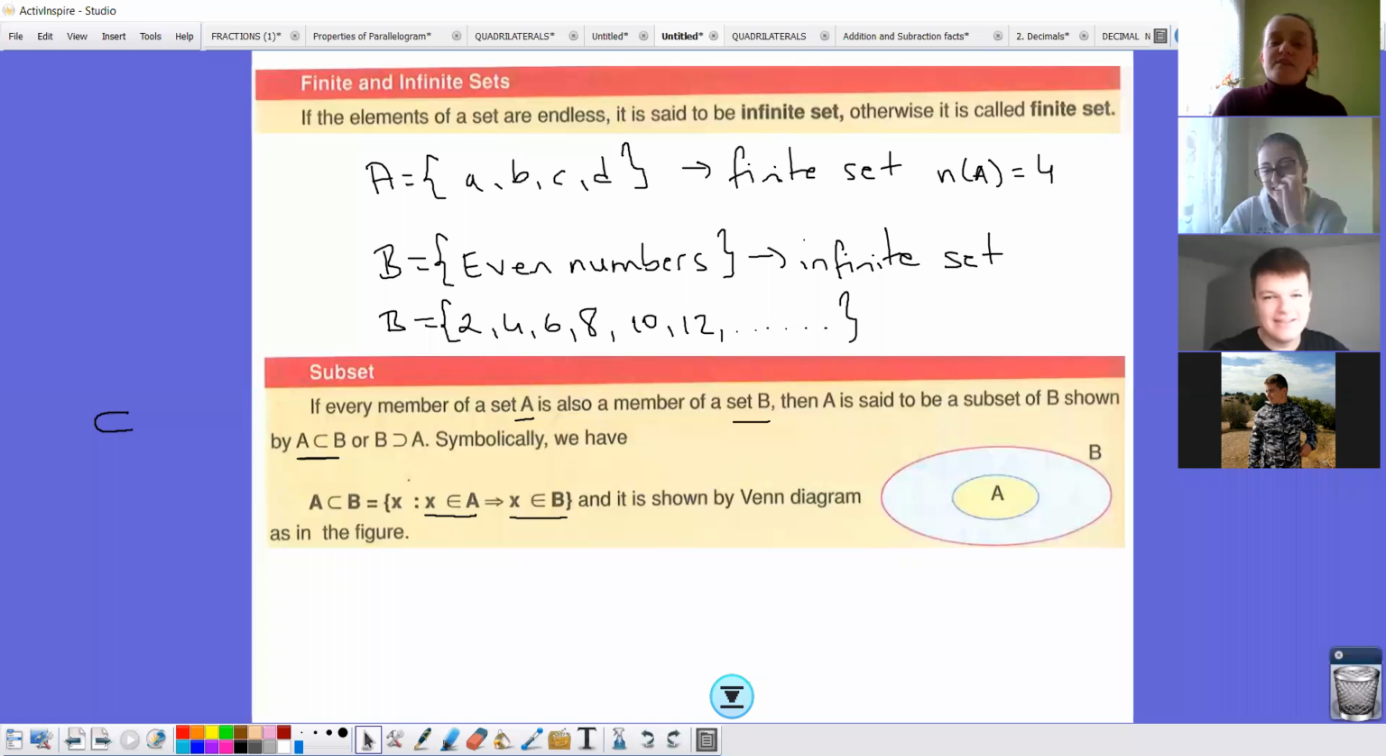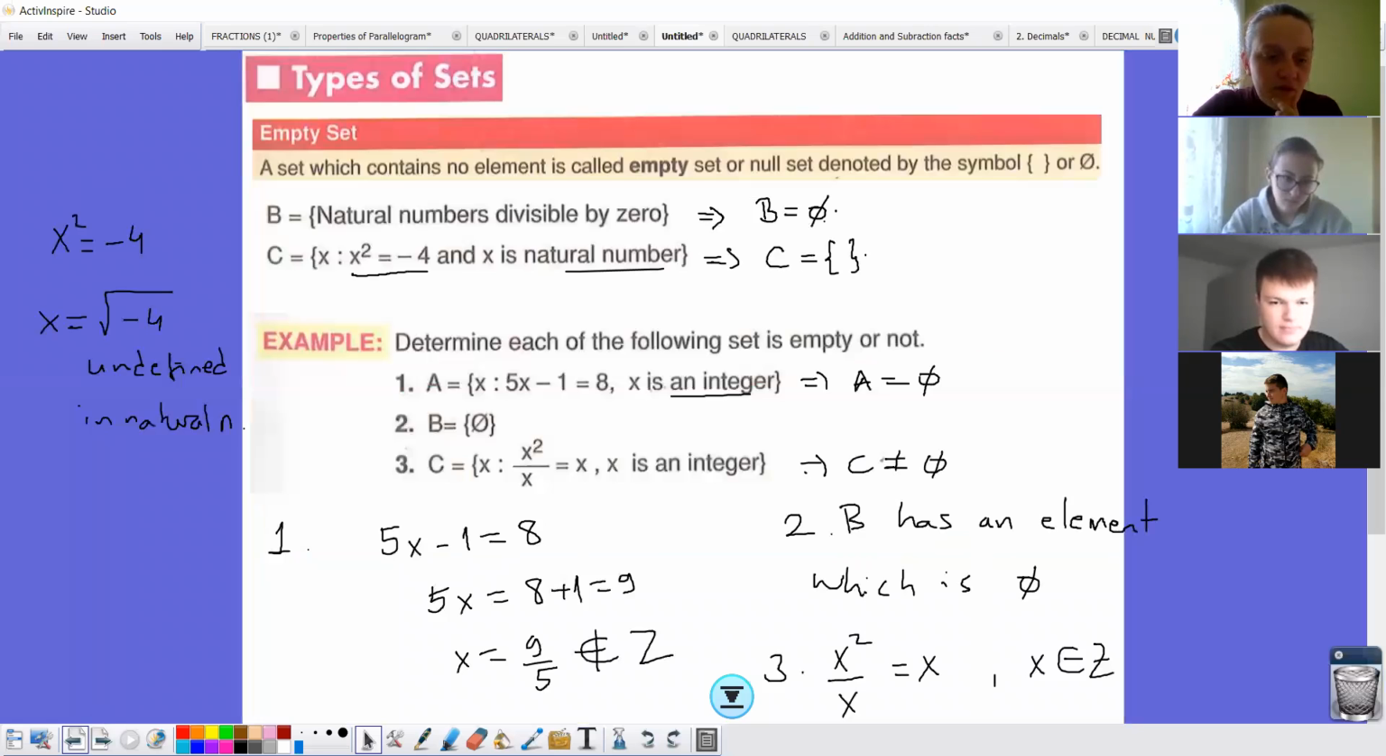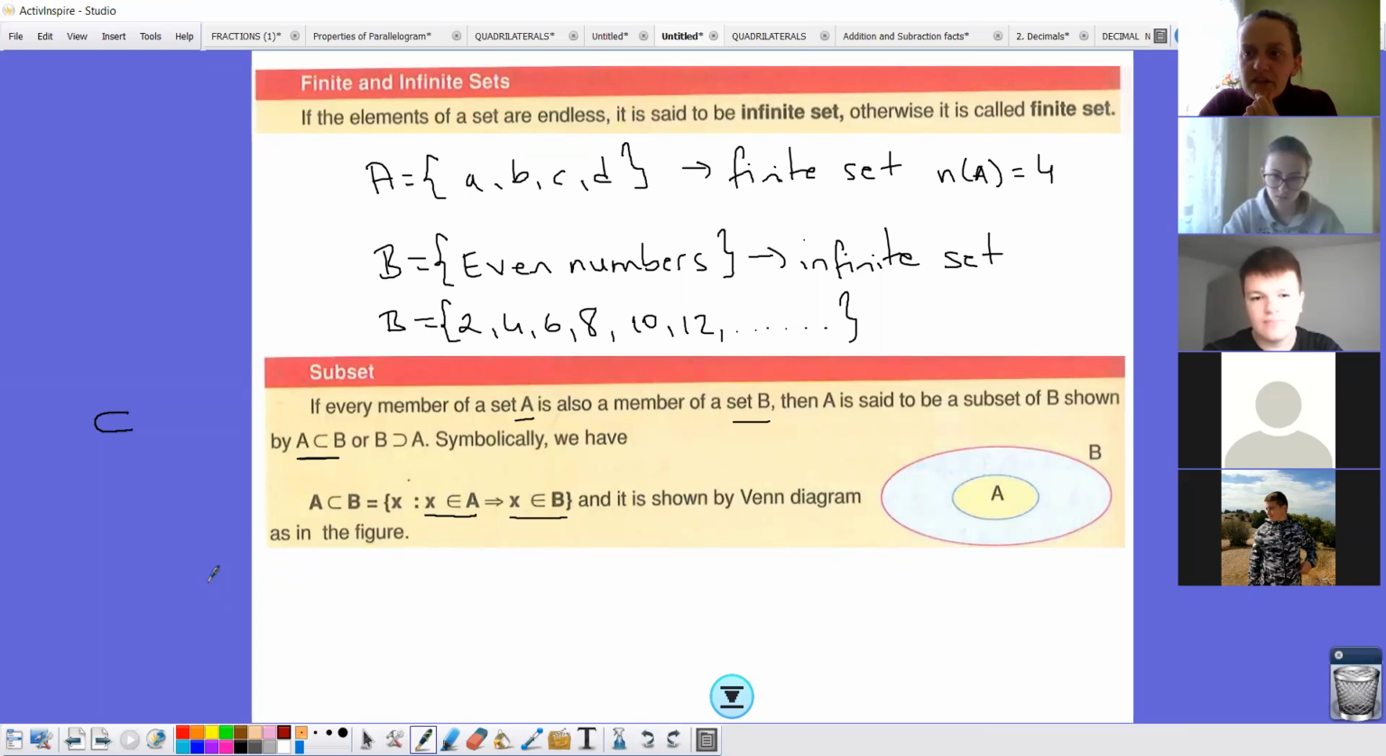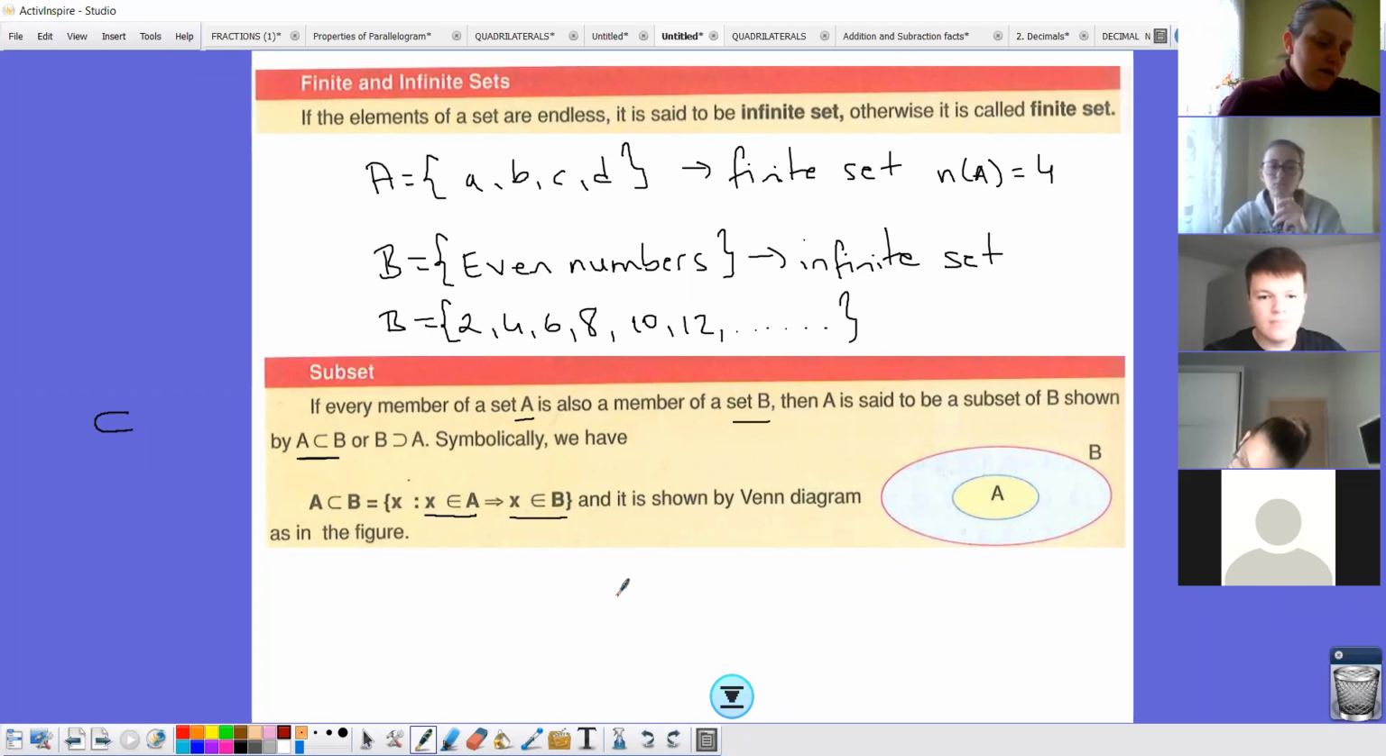In the previous lesson, we started with sets and types of sets. We worked on the empty set, finite and infinite sets, and we were talking about subsets. Did we talk about what a subset is? Yes, so we have talked about it previously.